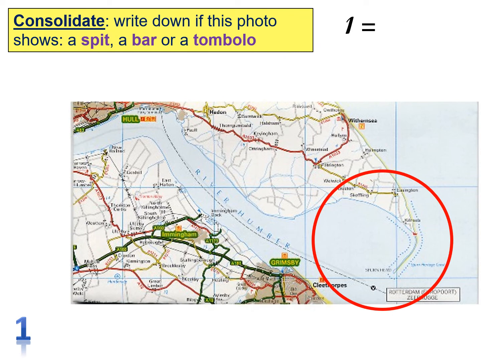So what we've got now is a quiz that tests your understanding of spits, bars and tombolos. So you're going to get 15 seconds for each photo. There are 14 photos. I want you to write down in your book or on a piece of paper whether the photo shows a spit, a bar or a tombolo. So let's get ready. Your 15 seconds starts. 3, 2, 1. Go.